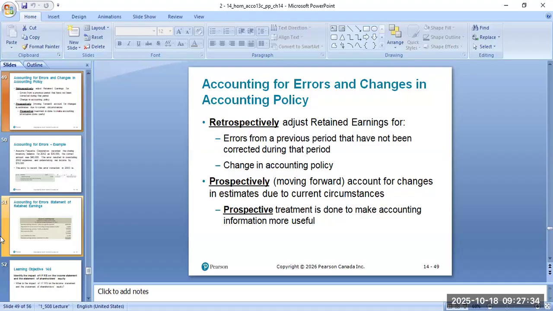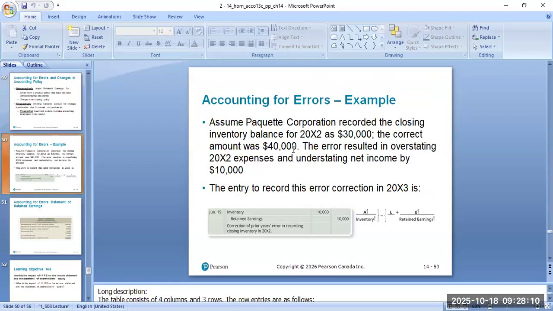approach for accounting for the error or changes in the accounting policy. We're not changing the net income, we're going directly to the retained earnings and changing them, which is naturally the same. The other option is prospectively. Prospectively is moving forward. From now on, we're treating this event this way. Up to this point, it doesn't matter how we treated it. We did what we did. From now going forward, we're only going to do this. That means prospective versus retrospective.